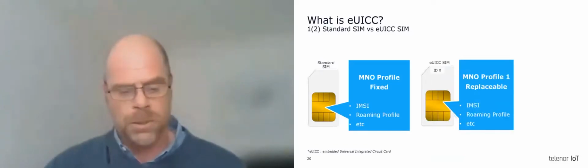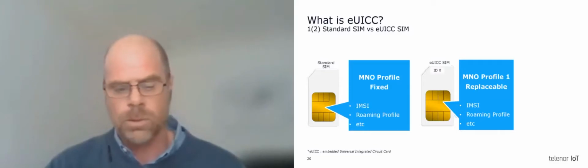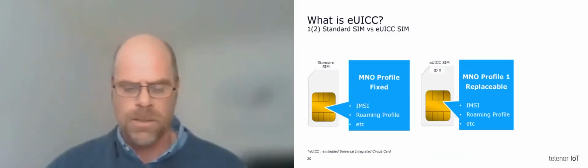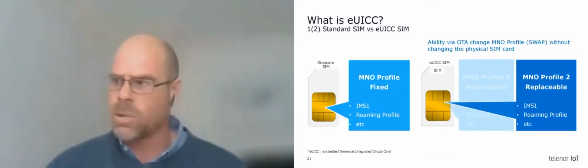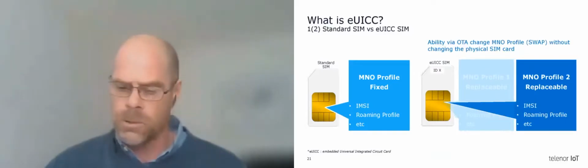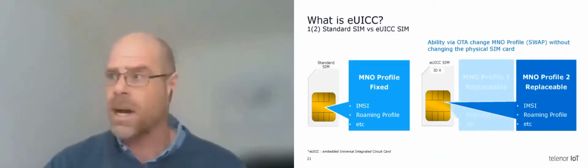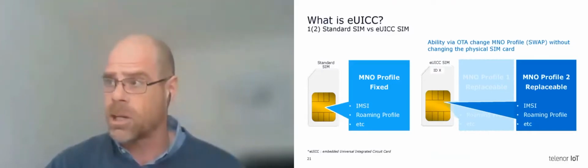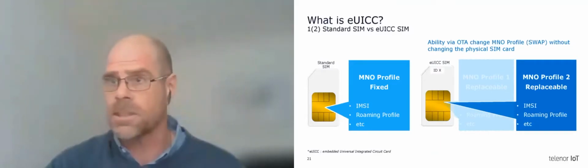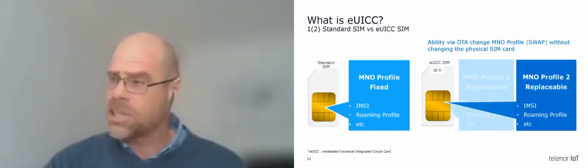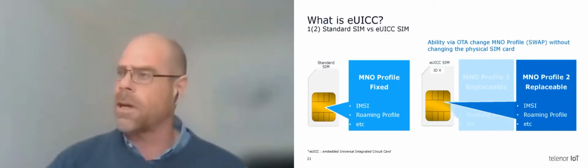In an embedded UICC SIM, you also have the profile. But in this case, you are able to replace it, and you can do it over the air without changing the physical SIM card. So that's the difference. When you change a profile, it's called a swap.